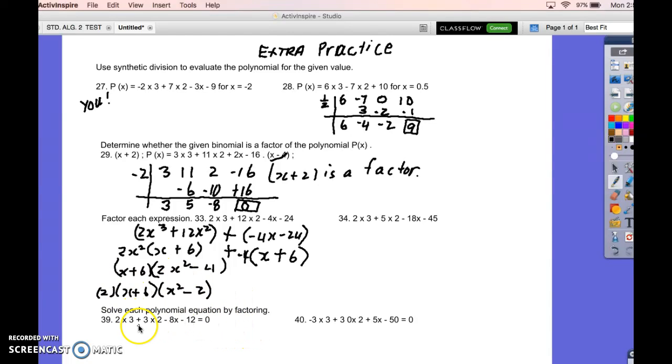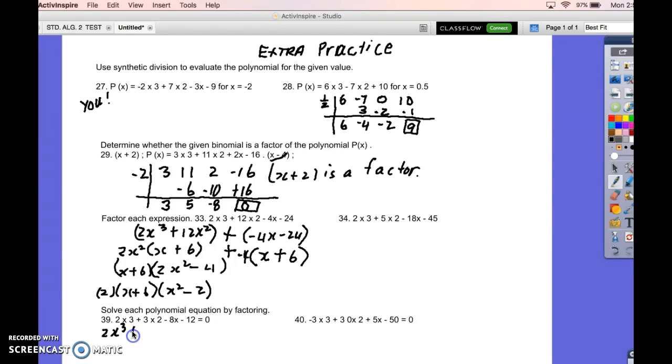Okay, and we get down to 39 and 40 now. Seems like I've skipped some in between, but I trust those are easy enough. 39 and 40 would say solve each polynomial equation by factoring. Well, let's see. We have 2x cubed plus 3x squared minus 8x minus 12. This looks like we might be able to group again because we have 4 terms. 1, 2, 3, 4. So let's see how it would be if we group by 2's.